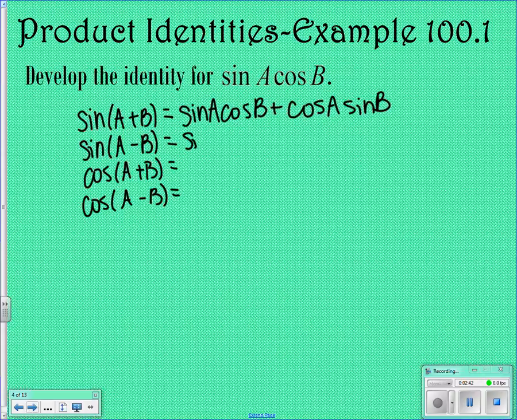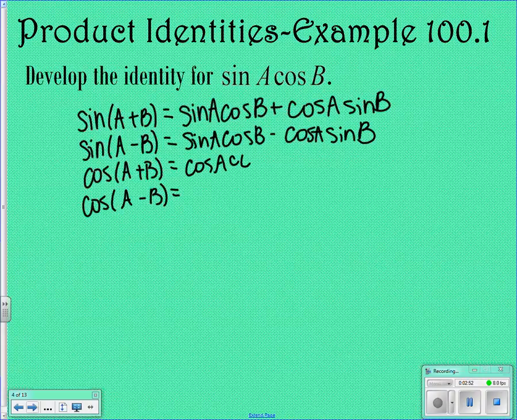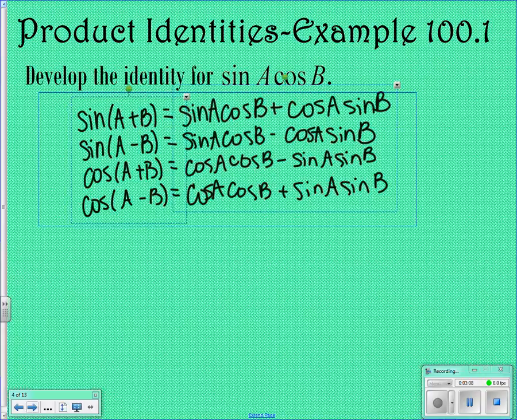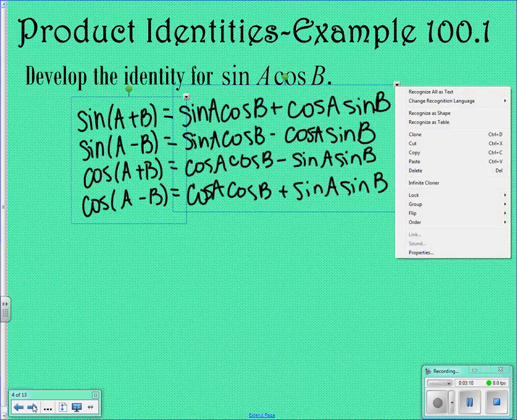So that would be the first one. Then the second one. Remember, you were supposed to memorize these. So if you haven't, you are definitely going to need to do so that you can do these correctly.